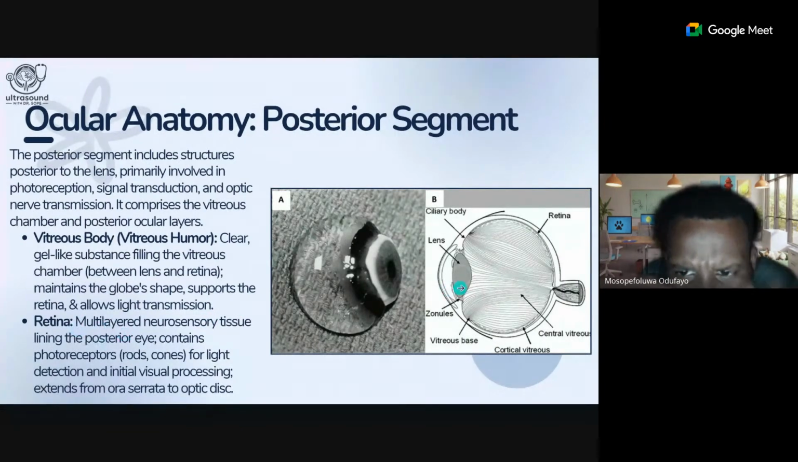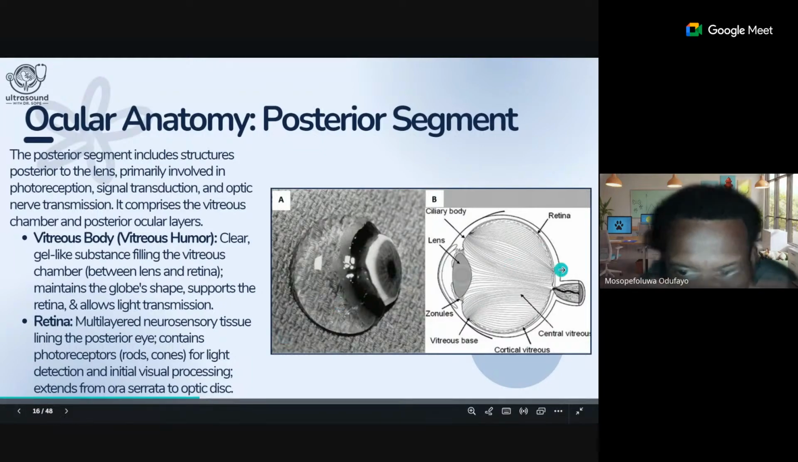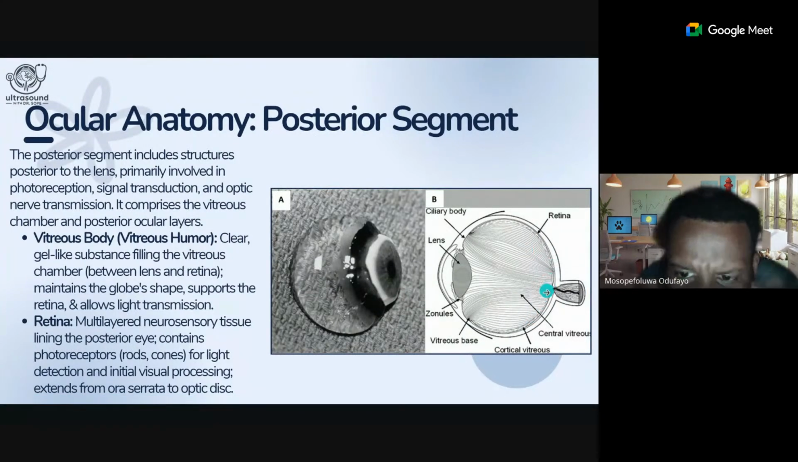Then the next one we have just behind the vitreous is the retina. We're going to spend time on the retina. It is a multi-layered neurosensory tissue lining the posterior eye. It contains photoreceptors. We've been hearing of rods and cones. Rods and cones are not in every area of the eye. They're just in the retina. There are cellular structures on a microscopic level that you'll be able to see on histology.